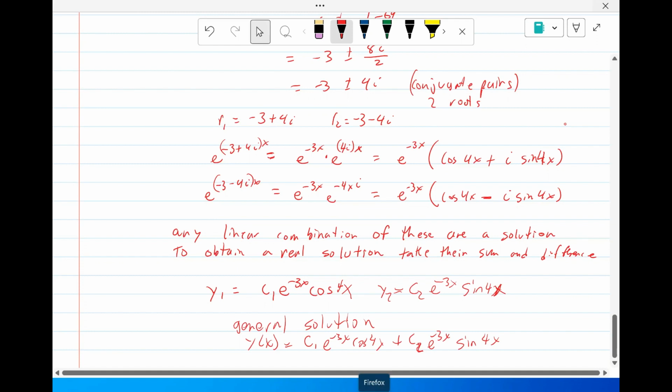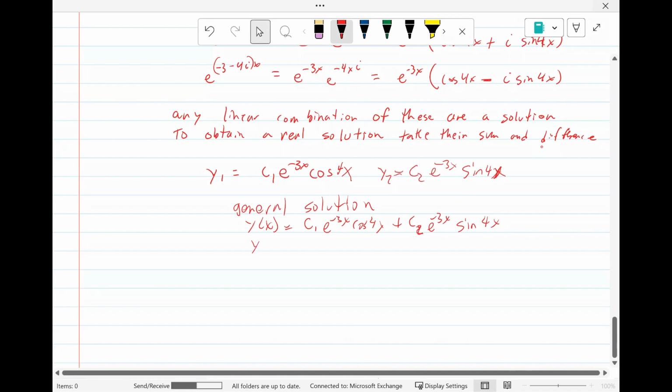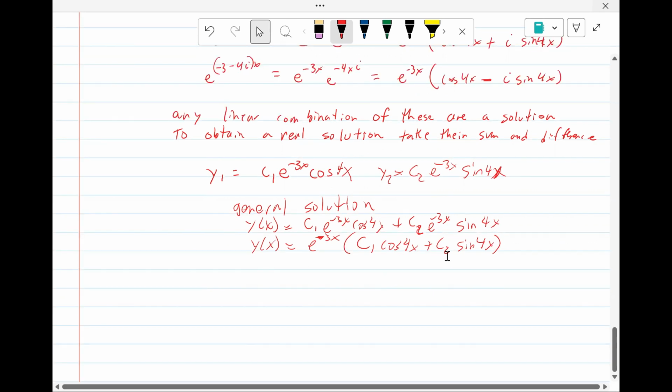Okay, and you could factor out an e to the negative 3x if you wanted. So y of x equals e to the negative 3x times c1 cosine 4x plus c2 sine 4x. Okay, and that's it. Let me box my answer.